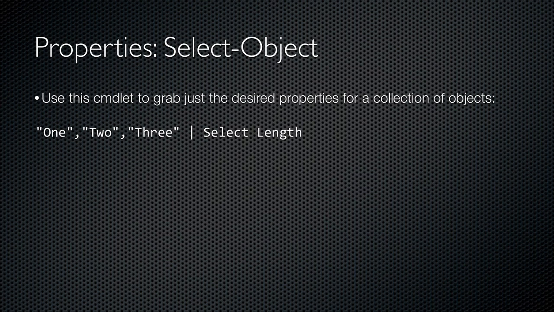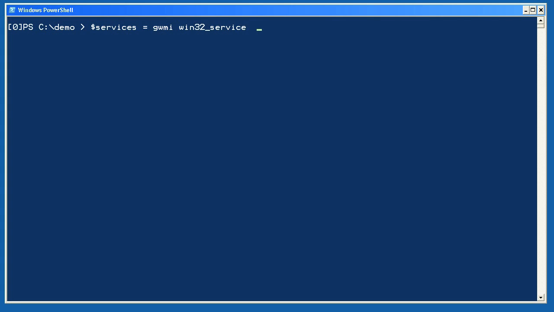To work with individual properties, use the Select-Object cmdlet. Here I'm piping in three string objects and just selecting their Length property. This is a bit more intuitive than using ForEach-Object to work with methods. So let's see how to use some of these object members in the pipeline.